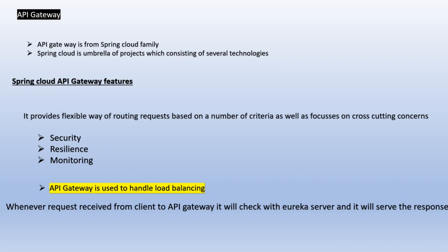Whenever a request is received from the client by the API gateway, it will check with the Eureka server and it will serve the response. Not only one request, sometimes it would be 10 requests, sometimes it would be 100 requests. So n number of requests are received by the API gateway, and the API gateway handles the load balancing in a very sophisticated manner. So nowadays, many organizations are adopting API gateway. This is about API gateway, and let us see about Eureka server.